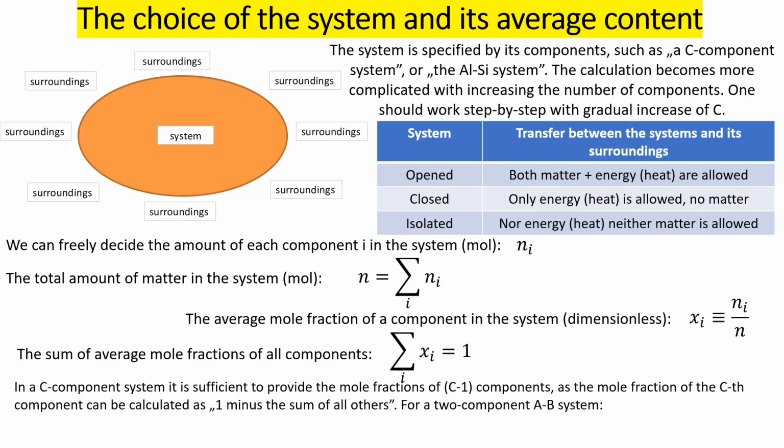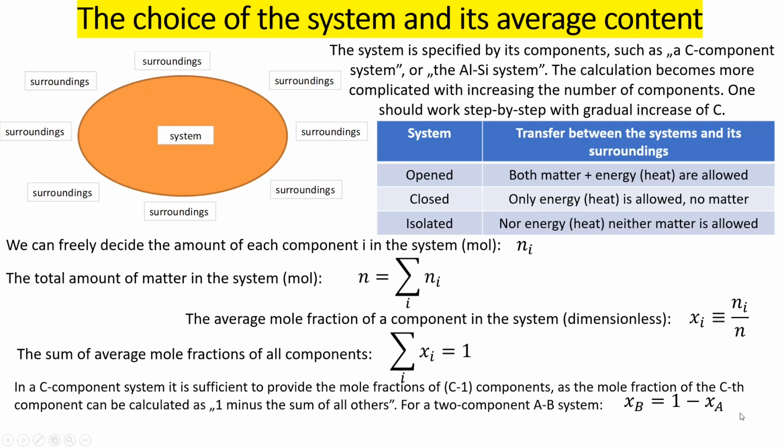And from here you can get a very important rule: in a C-component system it is sufficient to provide information on the mole fractions of only C minus 1 components, because the mole fraction of the last, the Cth component, can be easily calculated as 1 minus the sum of all the others. For example, if you have a two-component AB system, then this equation becomes XA plus XB equals 1, and from here you can express, for example, XB as 1 minus XA.